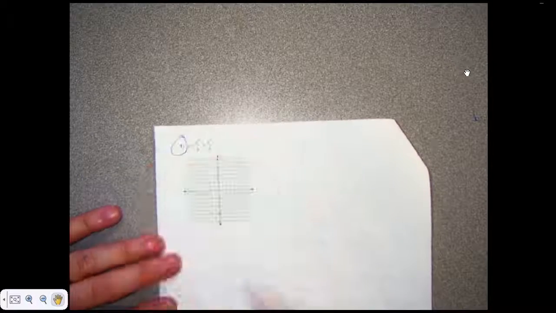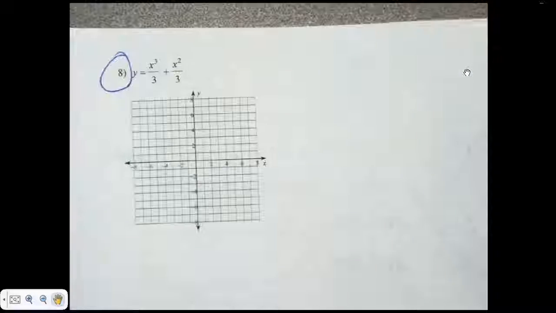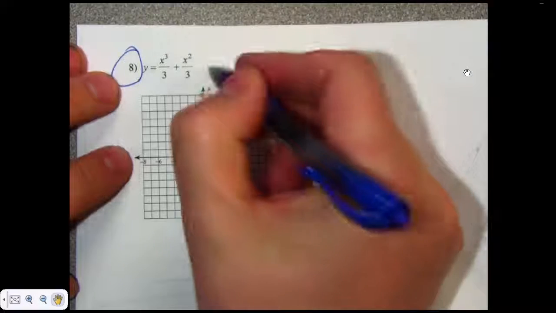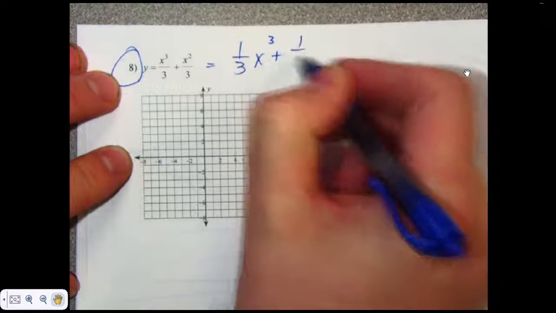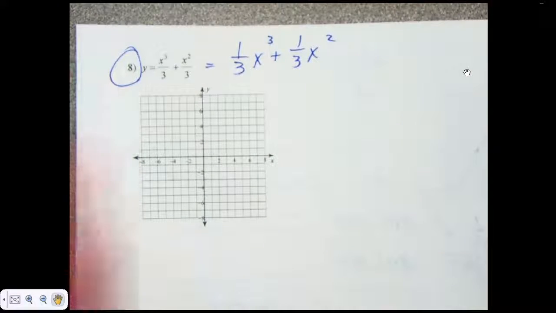Let's do number 8. The first thing about 8 is to make sure you're not starting down the wrong path. Remember, this is the same as 1/3 x to the third plus 1/3 x squared. Don't go do a quotient rule or anything. Although I guess you just type it in your calculator anyways.